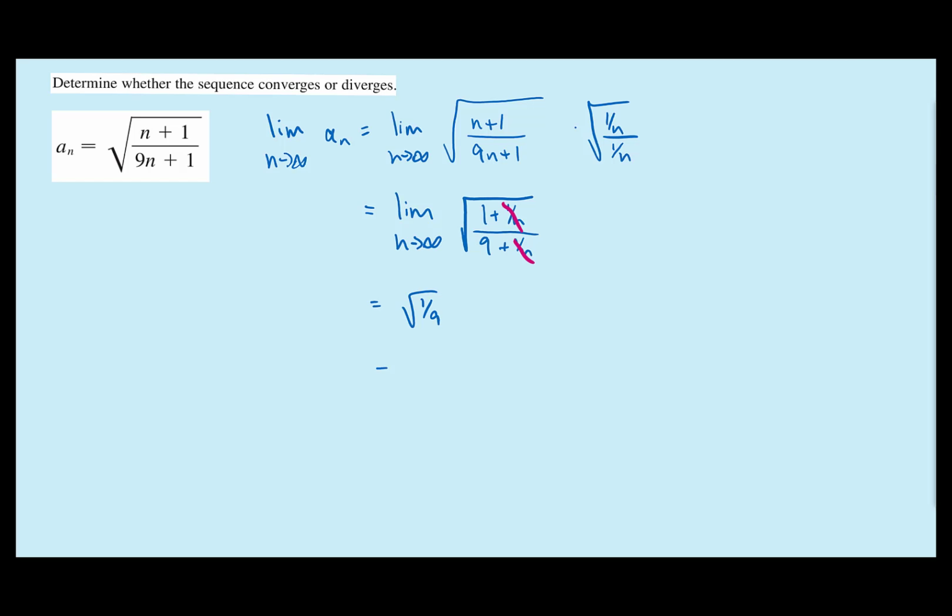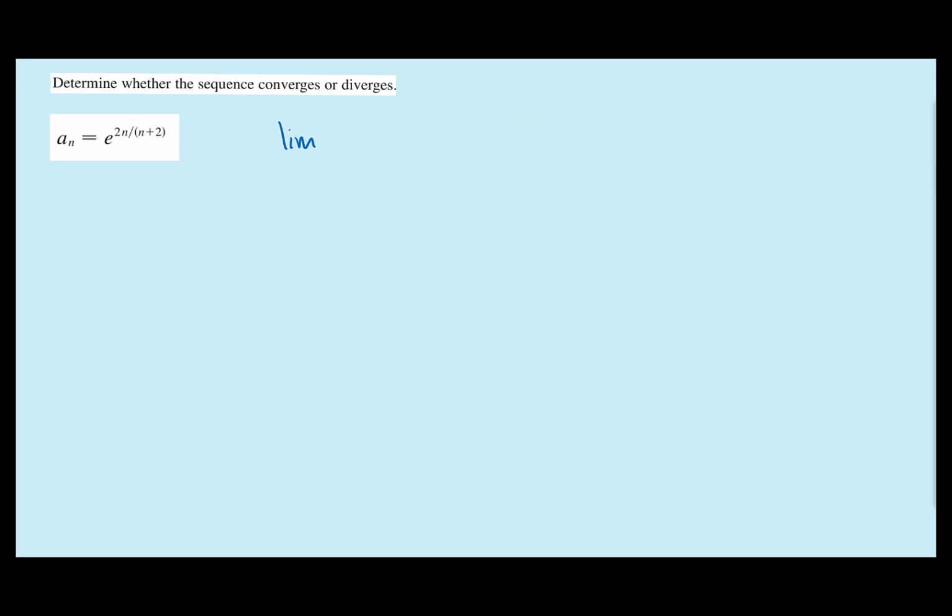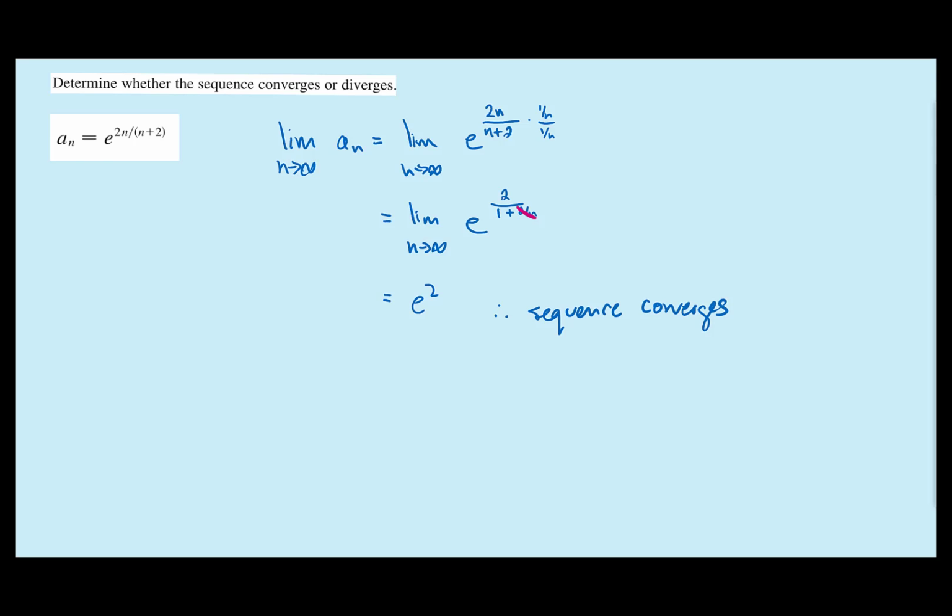So the limit exists and the sequence converges. This question has a rational expression in the exponent, but we could treat it the same way. Let's just clean it up, try to get rid of the n's that we don't like, look for the highest power of n in the denominator, which is n. And then 2 over n will go to 0 as n goes to infinity, so we're just left with e squared. The limit exists and the sequence converges.